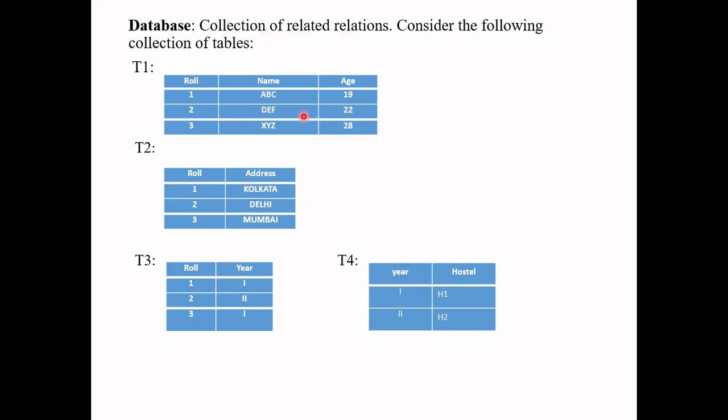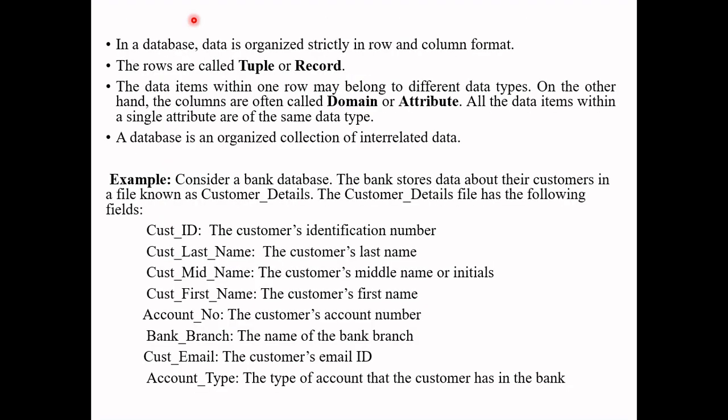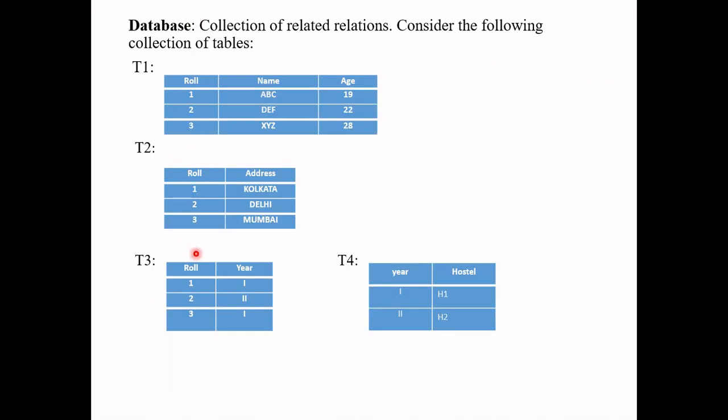So database is a collection of tables of related relations, that is T1, T2, T3 and T4. Those four tables are connected with each other, and that is collectively known as database. Next, in the database, data is organized strictly in row and column format. As I explained here, we have two columns, that is roll number and year, and here we have three rows, that is 1, 2 and 3. So collectively it is known as a table.